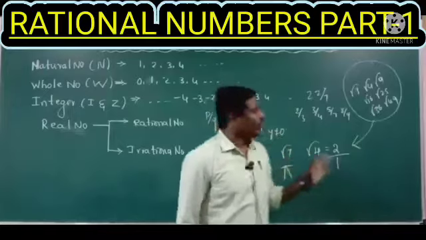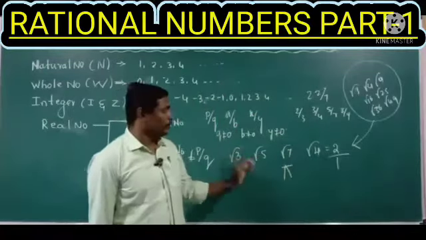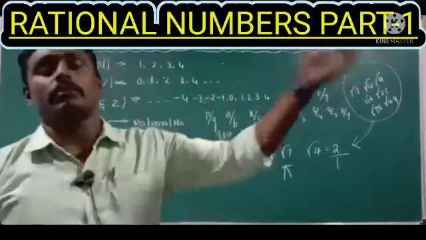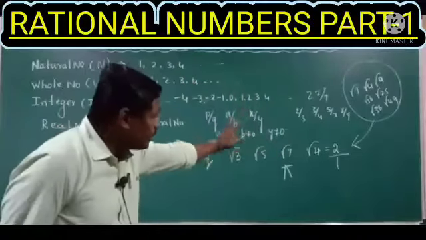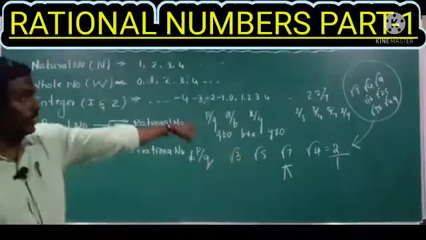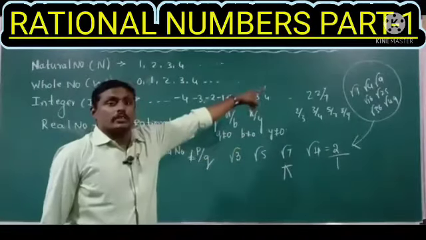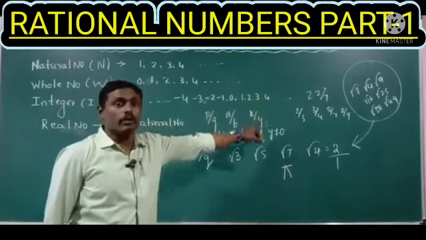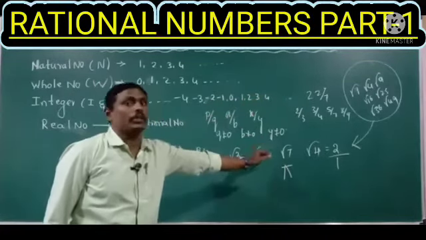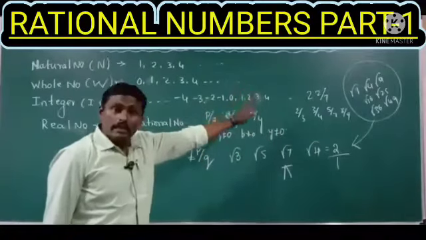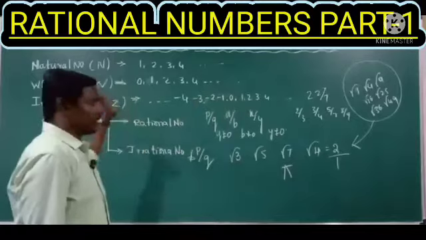So this is one of the important concepts. In most of the exams, they ask whether pi is an irrational number or a rational number. Yes, pi is an irrational number. But 22 by 7, what we have as the value of pi now, 22 by 7 or 3.142, right? So that is a rational number.